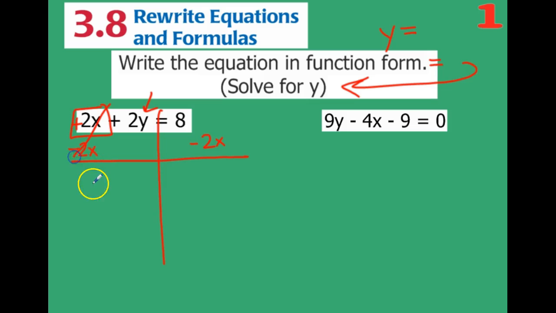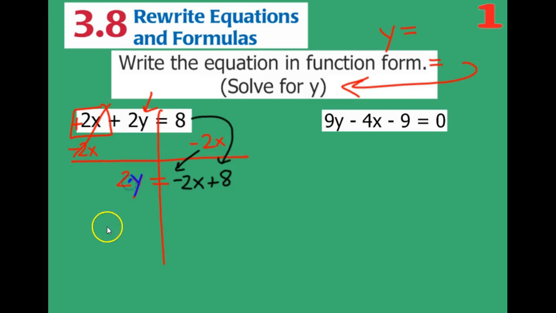2x minus 2x makes 0, so we have 2y. And notice I put the 2x off to the side a little bit. We can't combine an 8 with an x, because this is just a number, this has a variable, so we have to write them separately. It'll help you later if you write your x term first, negative 2x, and then plus 8. Y is not by itself yet.